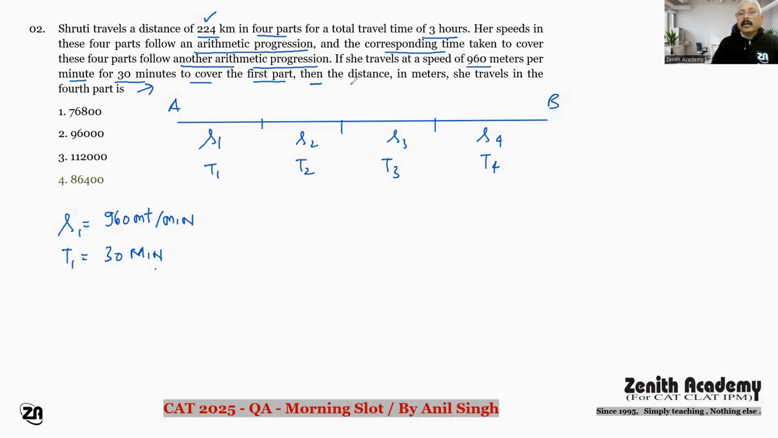Then the distance in meters she travels in the fourth part. This distance is to be found out. So this distance will be, if I take D4, so this D4 is S4 into T4, right? And this is to be found out. This is the question. Okay.